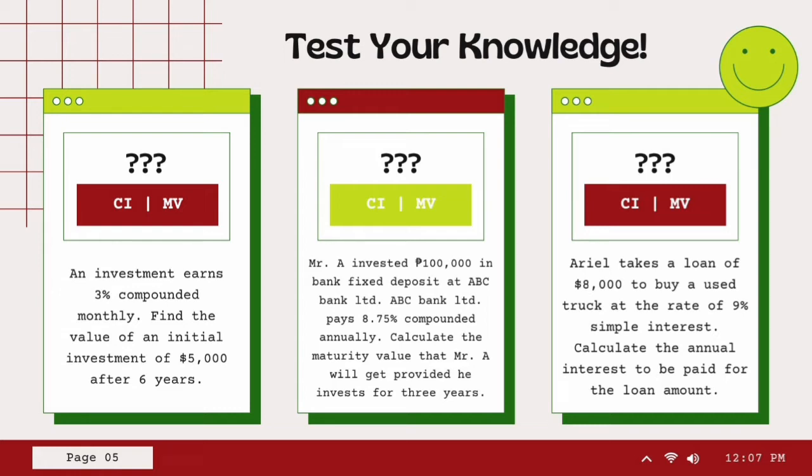Number 3. Ariel takes a loan of $8,000 to buy a used truck at the rate of 9% simple interest. Calculate the annual interest to be paid for the loan amount.